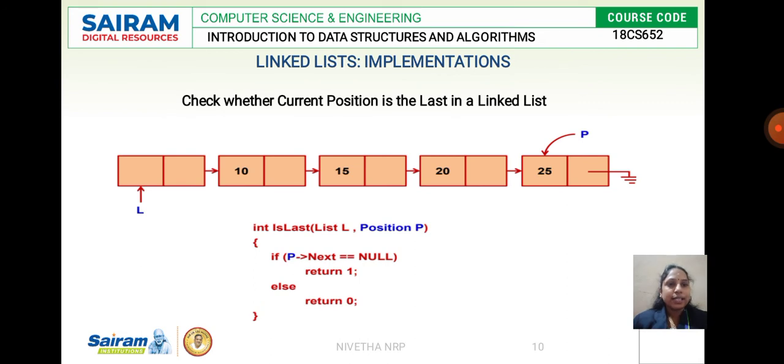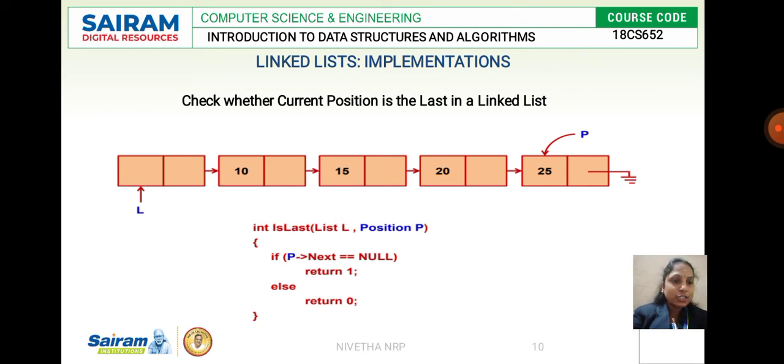Here is an example. We have a list: 10, 15, 20 and 25. Now, if you want to check whether 20 is the last node, what is the position here? The position is the fourth node, so 20 is stored at the fourth node. When checking with IsLast, what condition are you using? The if condition checks whether position of next is equal to null. Is the next of 20 equal to null? No, because it is equal to the address of 25. So it is not equal to null, and it will return 0.